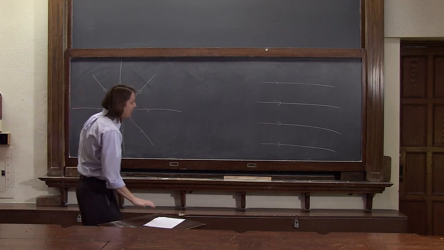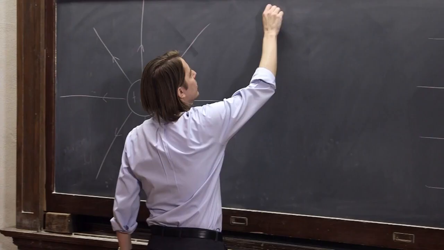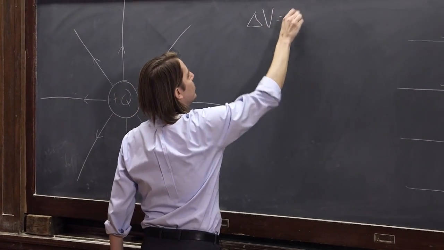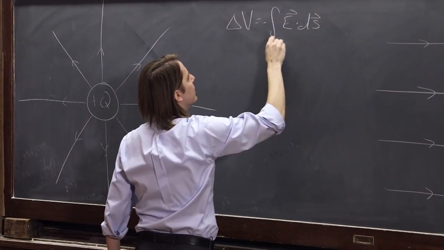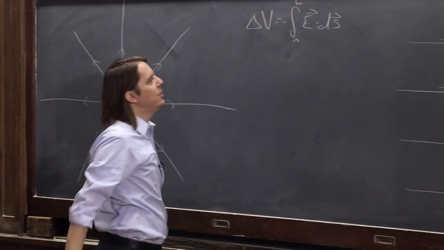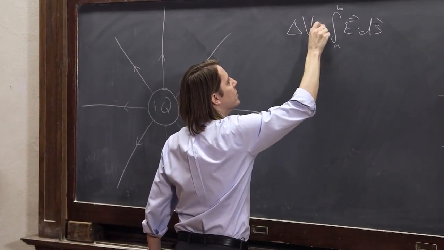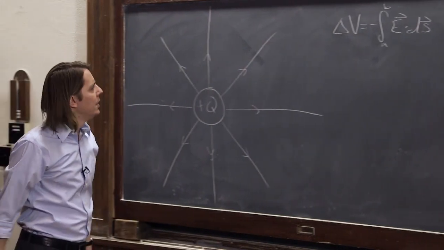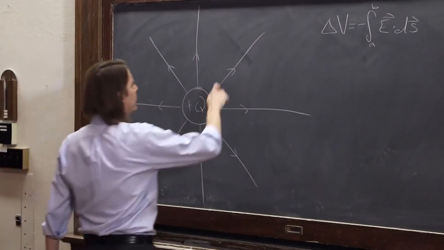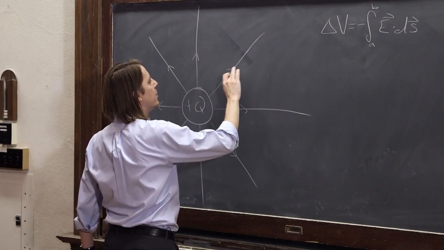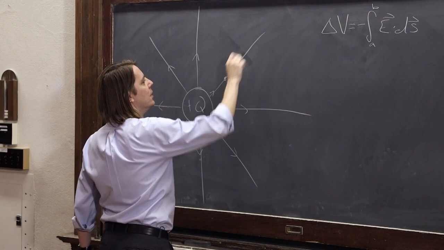So let's think about the potential around these fields with delta V. So delta V equals minus the integral of E dot ds from A to B. That's our definition that we have derived. Minus integral. So first, we can go along a field line. Let's go along this field line. Start here. I'll erase the arrow from this one. We're going along the field line to here.